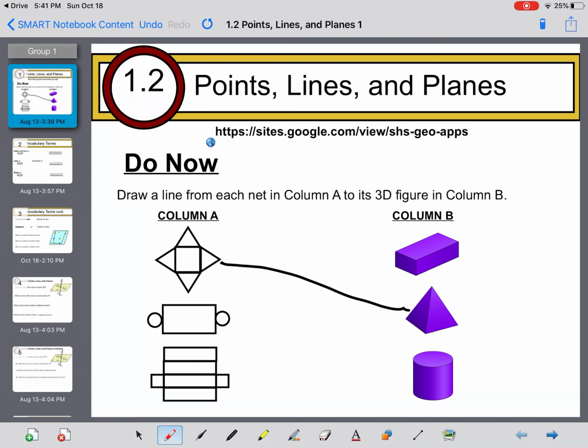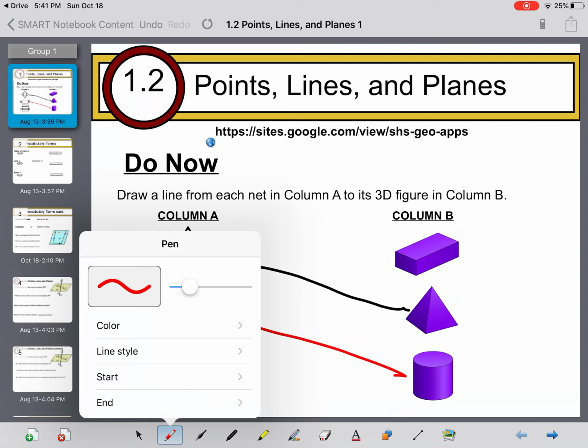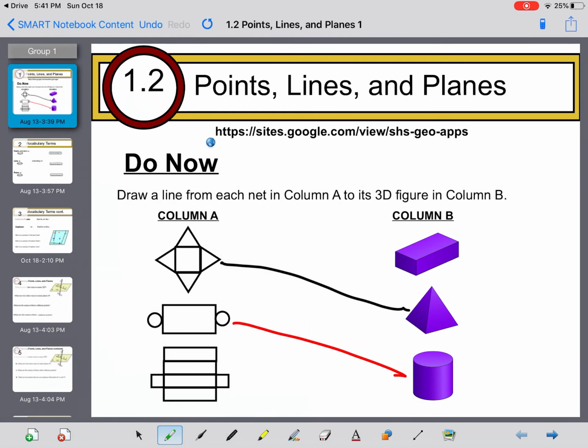Your second image has a rectangular base with circles on the side. If you were to fold your rectangular base around the circles, well, that would create your cylinder. And the last one, you have several rectangles with rectangular sides. And if you were to fold that back up into a 3D figure, that would give you your rectangular prism.